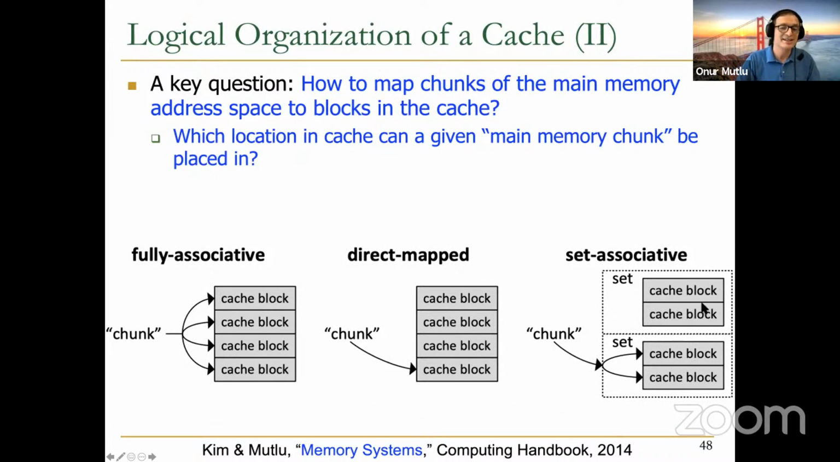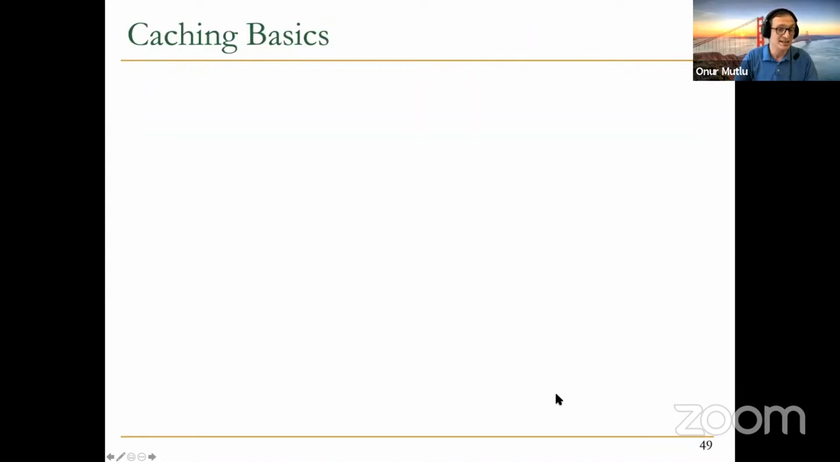Okay, and there's an in-between thing called set associative. A chunk can go more than one place, one potential cache block, but not to all possible cache blocks in the cache. So you have somewhere in between. And that's called set associative. And we will see that also. A chunk can go to a set of cache blocks, but not to the other sets. Okay, so we're going to see this by building the cache.